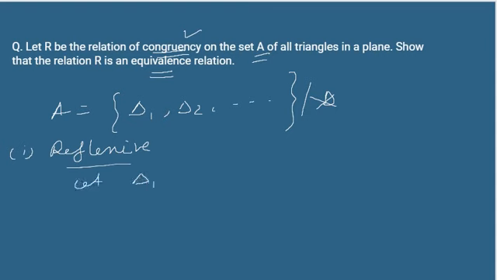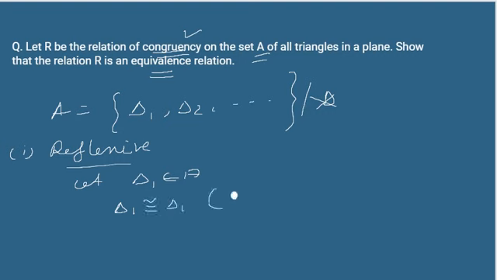Let triangle 1 belong to A. So this is a general form, like a general term we will take. Let triangle 1 belong to A. Then triangle 1 is congruent to triangle 1.